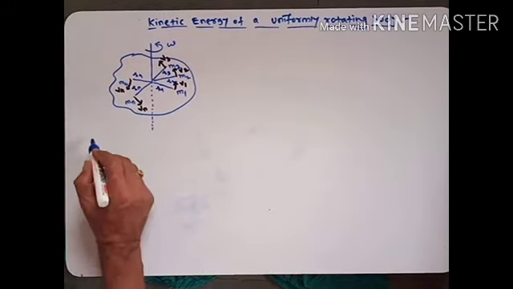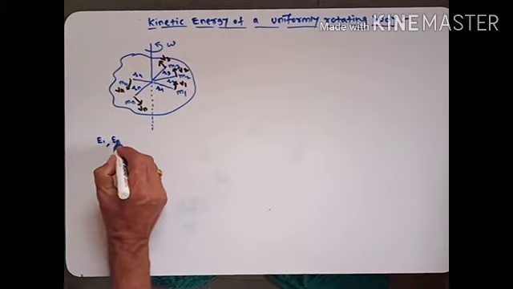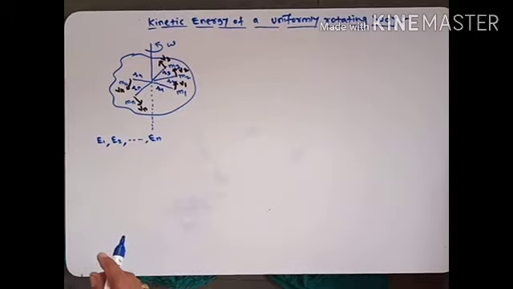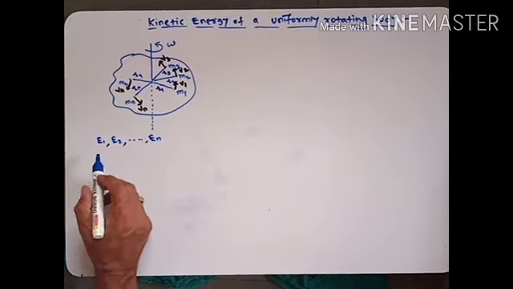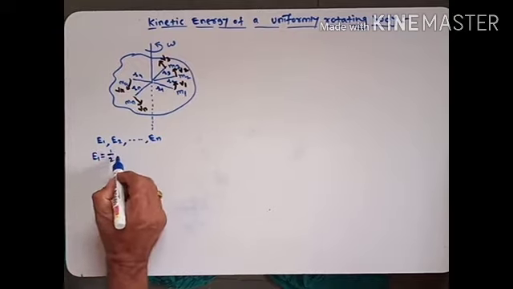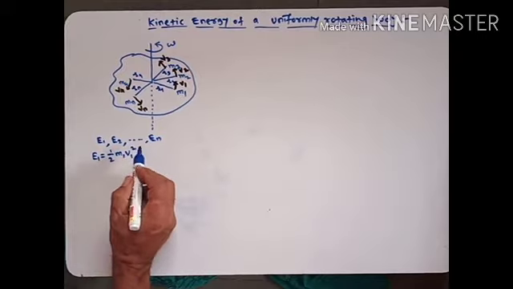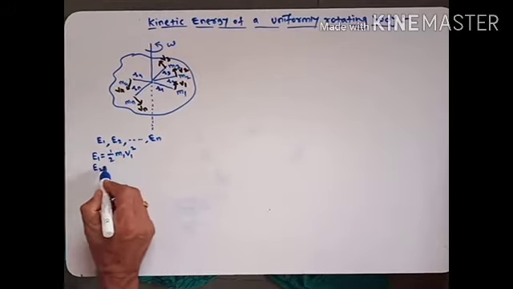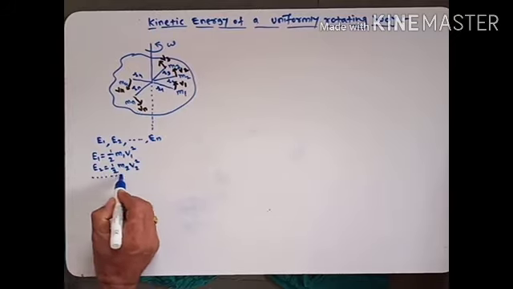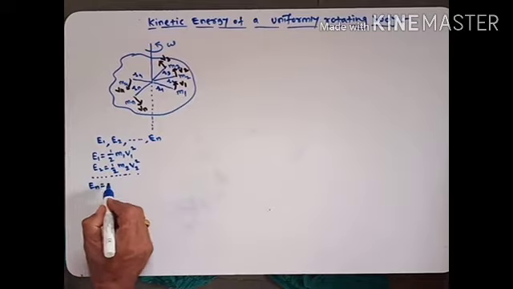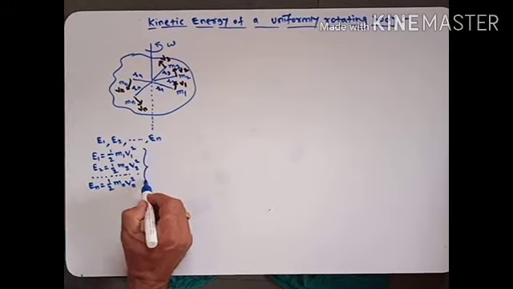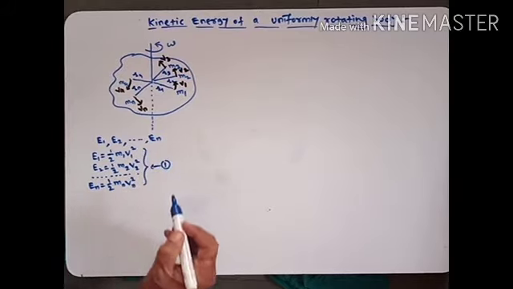Now, suppose you consider E1, E2, E3 up to En. These are the kinetic energies of the n particles. Then this E1, E2, E3 can be written like this. E1 is equal to half m1 v1 square. E2 is equal to half m2 v2 square. Like that, we can write En is equal to half mn vn square. All these, we consider these are equation number 1.